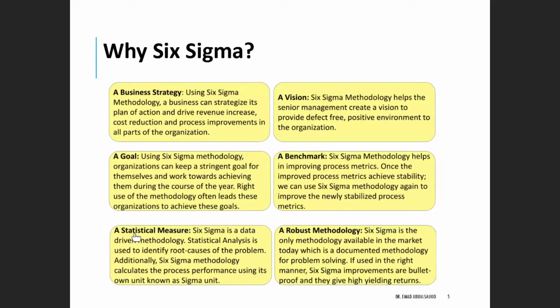We are talking about a method that uses statistical analysis to identify root causes of problems and calculates the process performance, and it has its own metric, which is the Sigma unit or the Sigma level. As we will see later, we can say that the performance of the process follows, for instance, 5 Sigma level or 3 Sigma level. And this is a data-driven calculation, it is not theoretical.